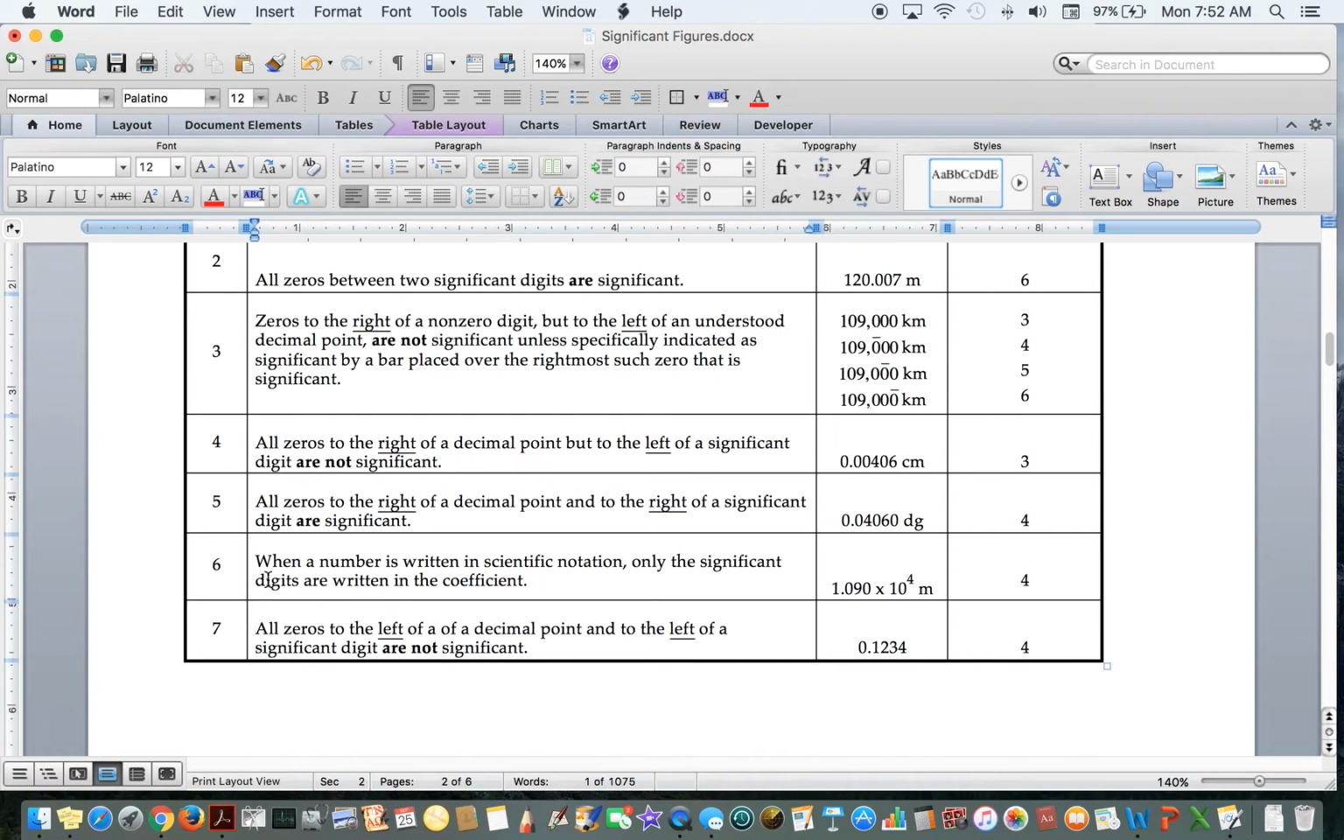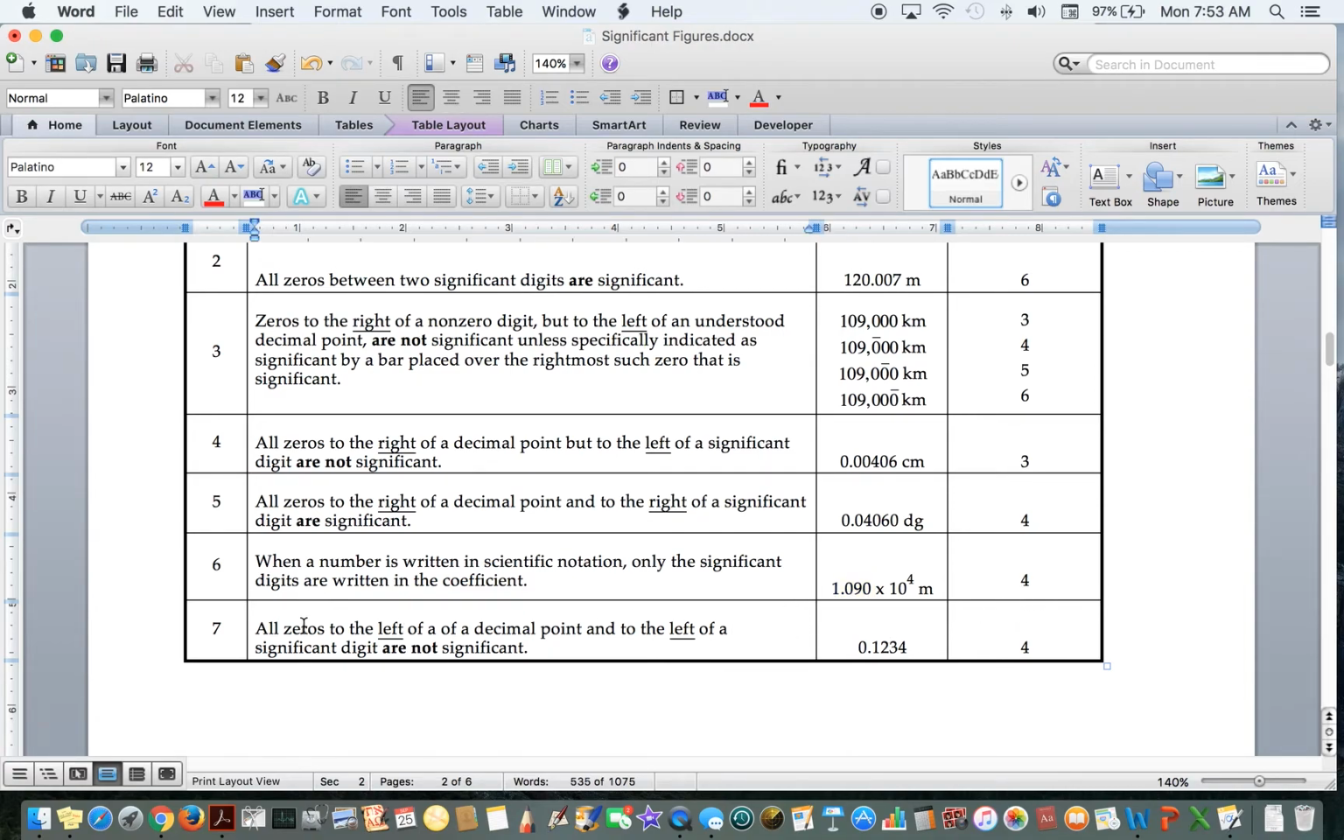Rule 6. This one's a very easy one. When you write a number in scientific notation, only the significant digits are written in the coefficient. This is scientific notation, and this number here is considered to be the coefficient. So anytime you write a number in scientific notation, you only write the significant digits in the coefficient. In this case here, all 4 numbers are significant.